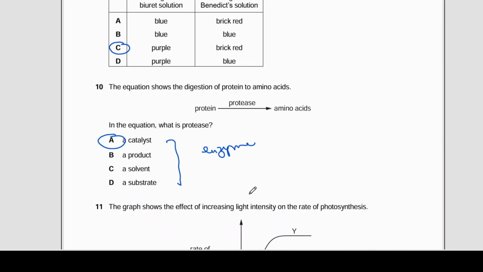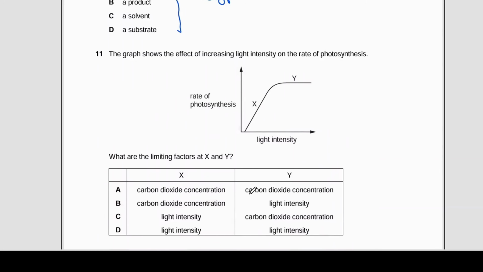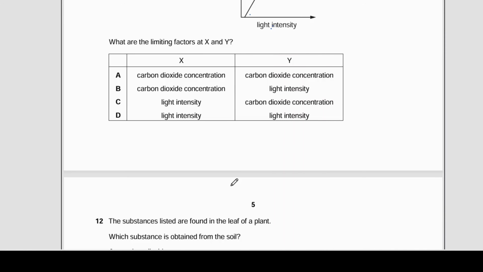The graph shows the effect of increasing light intensity on the rate of photosynthesis. What is the limiting factor at X and Y? So at X, what is the limiting factor? It's light intensity, because exactly, good. At X, it's light intensity since with an increase in light intensity, the rate is increasing. And at Y, it's something else. So the option over here is carbon dioxide concentration. So it's C, right?